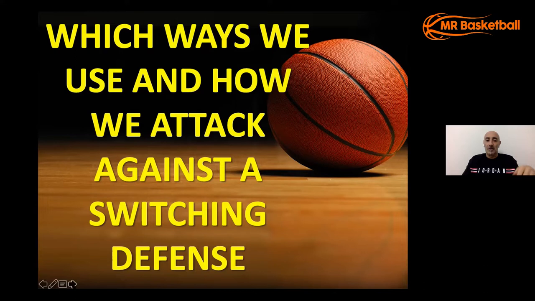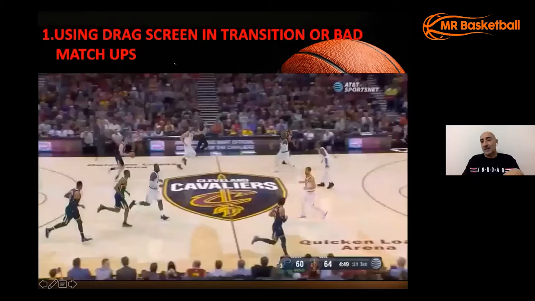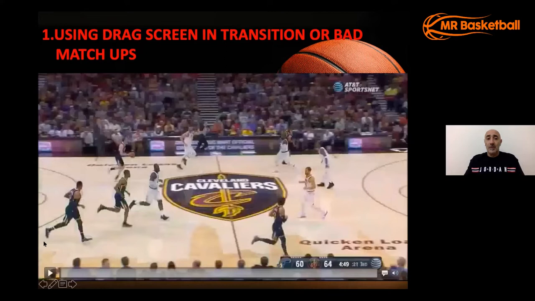So, first thing is using drag screens in transition or against bad matchups. A way to attack a team that runs a lot of switches on defense is to catch them off guard. The first way, the easiest way, is when we push the ball in transition. Usually in transition, the matchups are not proper. So we try to read the advantage that we can have on a mismatch in a transition situation, and then we go directly to the mismatch. We can see this clip here.